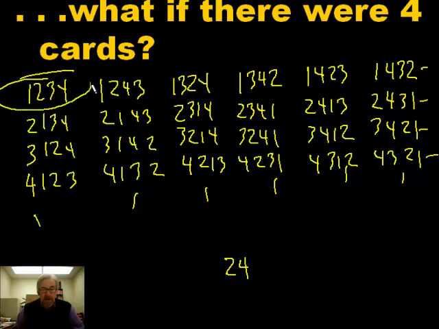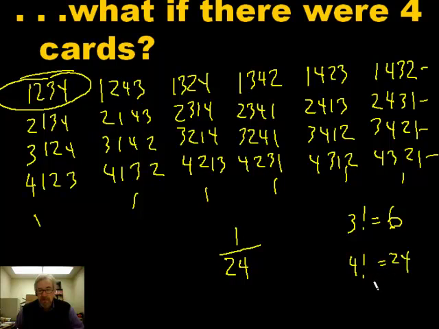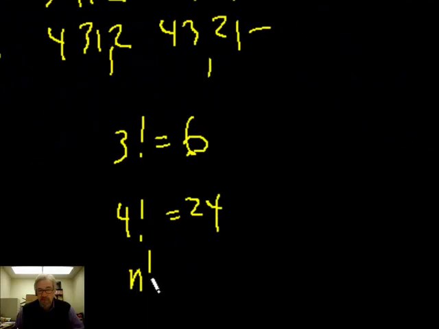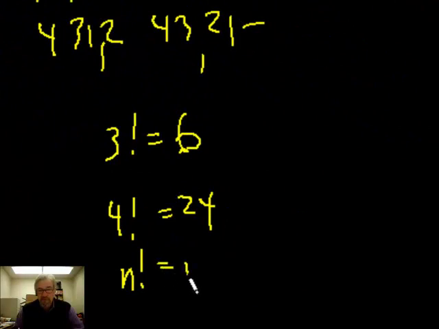Only one of them is the organized deck, so we have a 1 in 24 chance. When we had 3 cards, we had a 1 in 6 chance, and 3 factorial is 6. Now that we have 4 cards, we have a 1 in 24 chance, and 4 factorial turns out to be 24. So we could say that if we had n cards, we would have an n factorial chance. We would have a 1 in n factorial chance of getting an ordered deck.